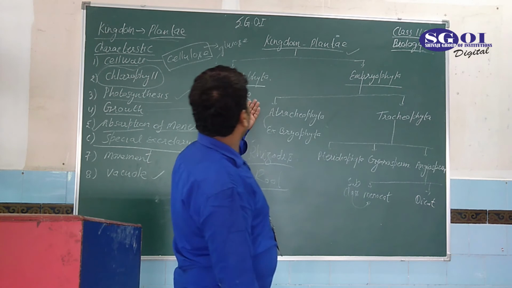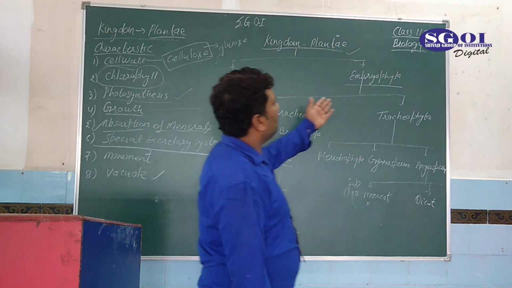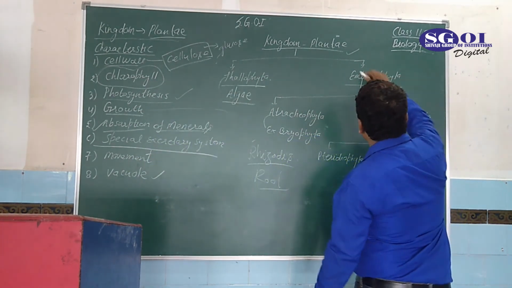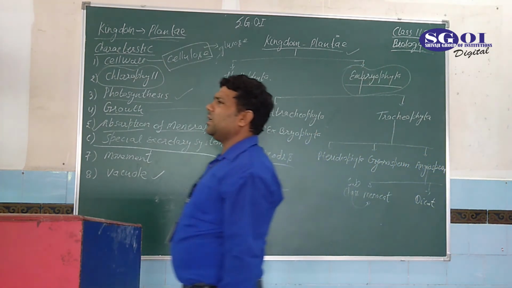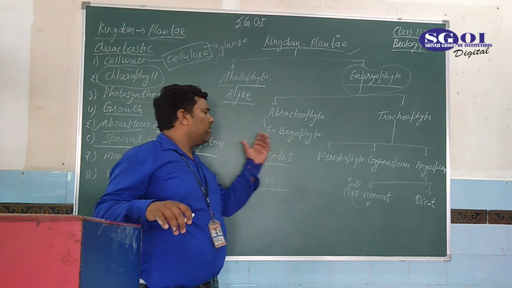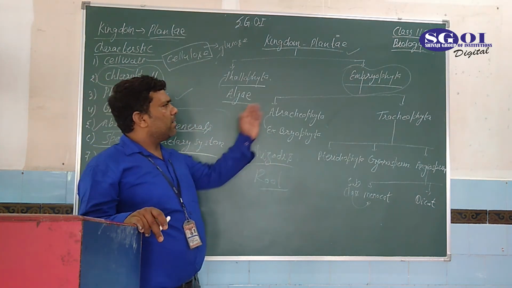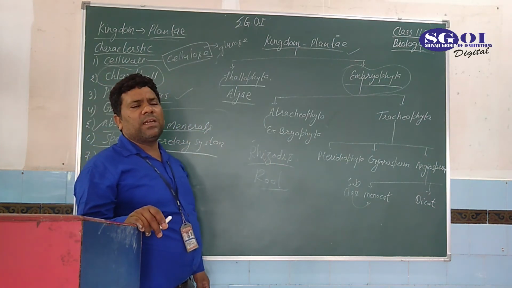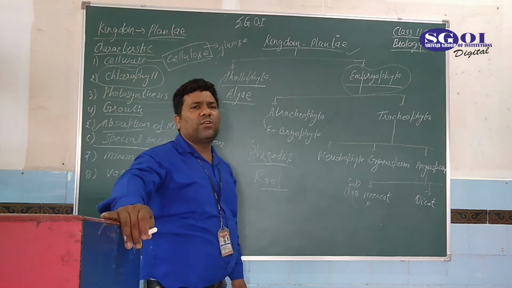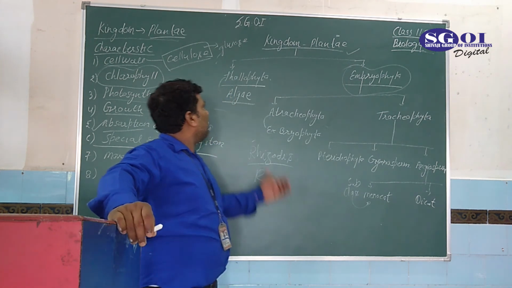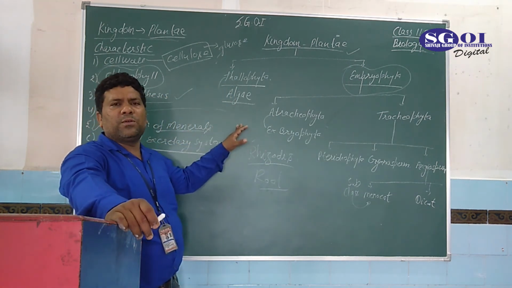So the plant kingdom has thallophyta and embryophyta. As you know, the term embryo indicates that in this type of plant a true embryo is found. In thallophyta, no embryo is found. But in embryophyta, as the term indicates, these plants form their embryo. In thallophyta there is no development of embryo.